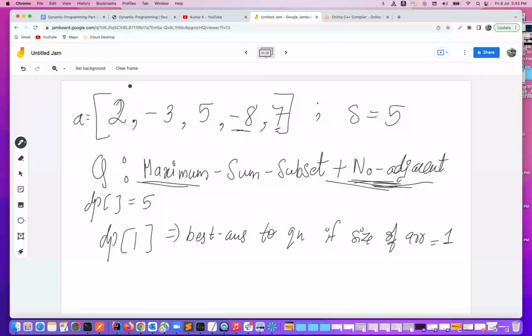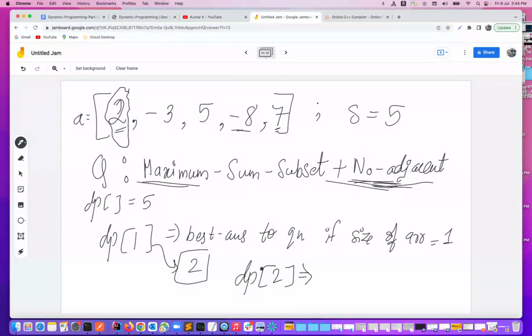So just forget the rest of the array, guys. Just imagine you have only this much array. Then what would be the answer? You have only one element in the array, so what would be the answer? Only 2, because there is only one element. So I would just select it as my subset. So dp of 1 would be 2. Now let's try to calculate the value of dp of 2, guys.